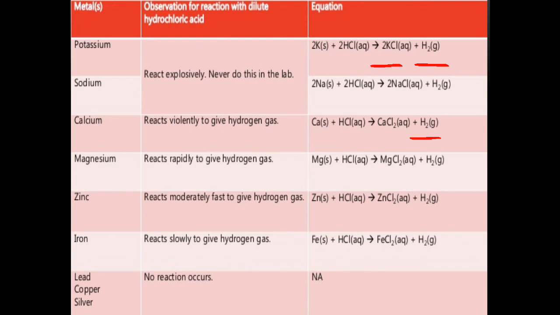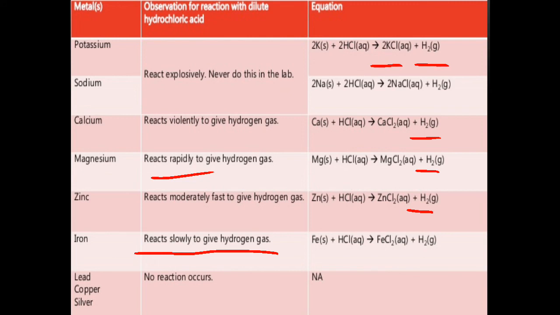And magnesium reacts rapidly with hydrochloric acid. Do you still remember the behavior of magnesium with cold water? It reacts slowly, and with steam it reacts readily. Similarly, magnesium is the fourth metal in this series and it's reacting rapidly to give hydrogen gas. The next is zinc. Zinc reacts moderately to give hydrogen gas. You see, the same gas is produced all the time, and iron reacts slowly to give hydrogen gas.